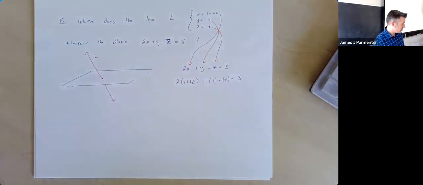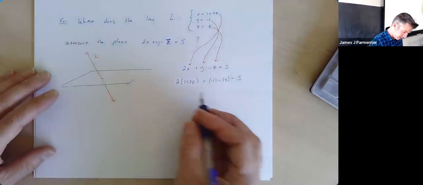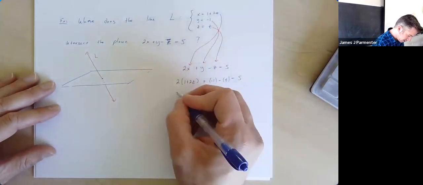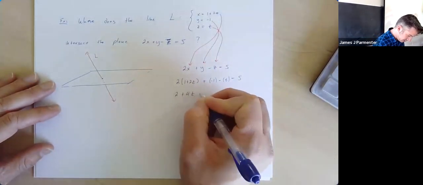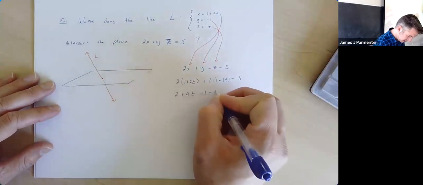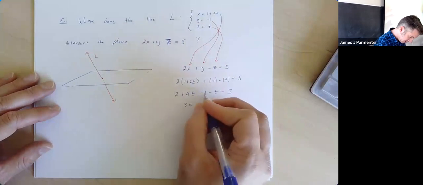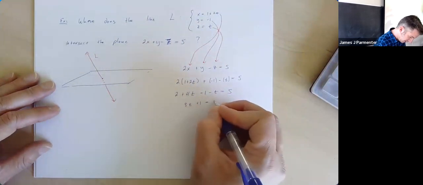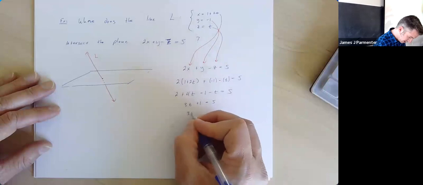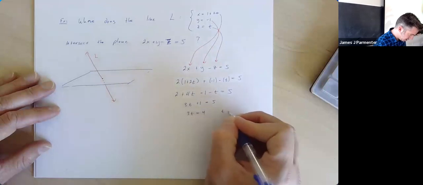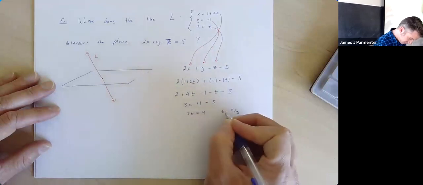Now, if all the t's canceled and we got 3 equal to 5, well, then there would be no solution. But that's not going to happen here. Multiplying this out, I've got 2 plus 4t minus 1 minus t equals 5. So let's see, I've got 3t plus 1 equals 5. So 3t equals 4 and t equals 4/3.